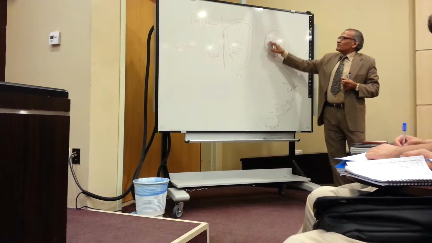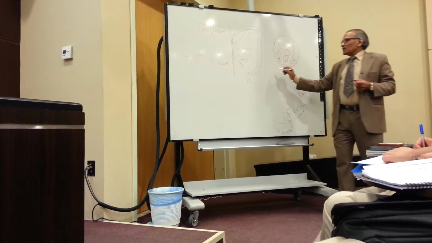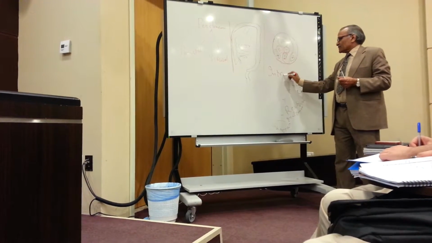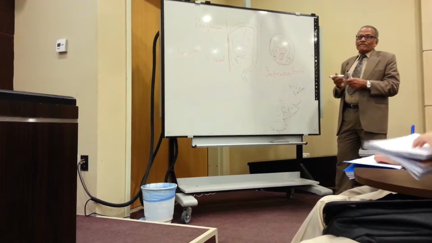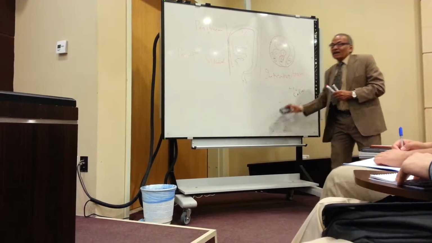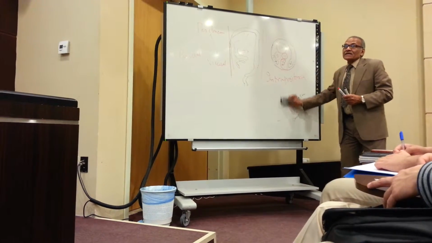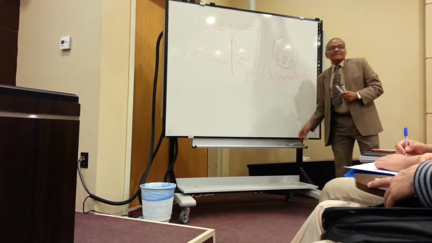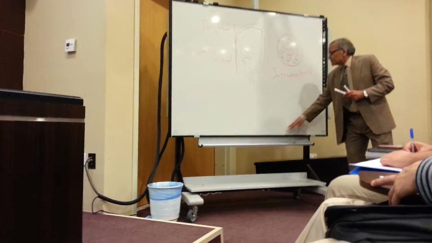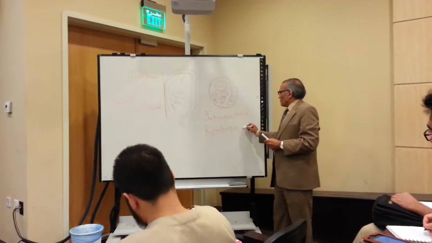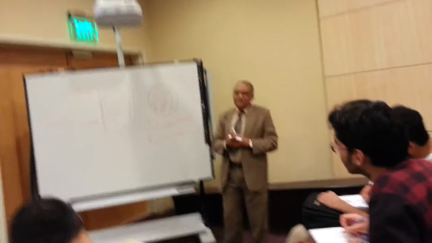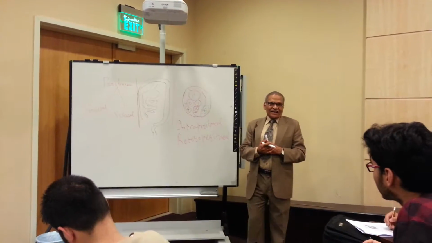So these organs which are within the peritoneum, we call them intraperitoneal organs. Then these organs which are behind, we call them retroperitoneal. Retro means behind. So retroperitoneal organs.